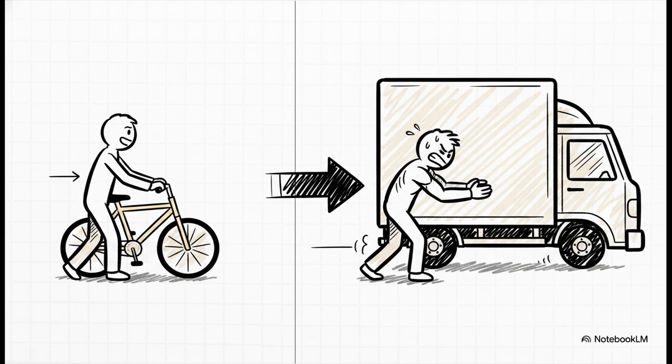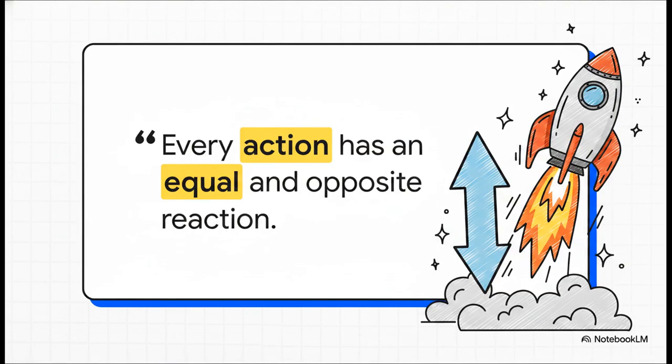I mean, think about it. It's way easier to push a bicycle than it is to push a truck, right? That's the second law in action. Okay, so the second law is about how a force acts on a single object.